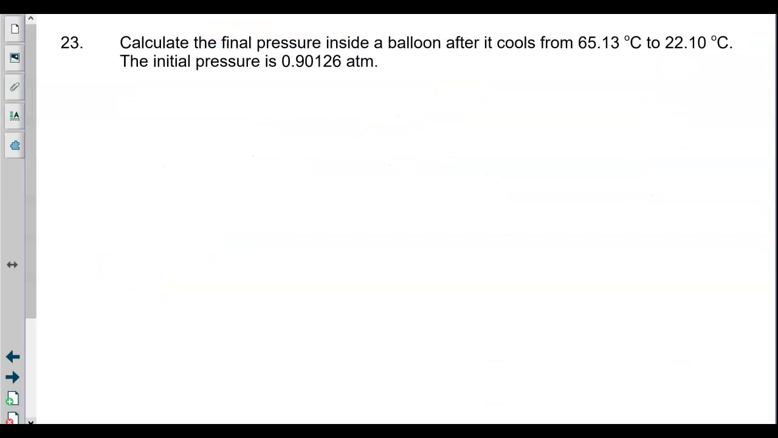Okay, looking at 23 from the notes, it might be numbered slightly different, but that's because this is an updated version of the notes. As I read this problem, I know I'm looking for the final pressure, and I see that the balloon goes from this temperature to this temperature. So by the way that's read, that 65.13 is T1 and 2210 is T2, and it tells me my initial pressure is this. So that is my P1 because it says it's the initial pressure. So therefore, I'm solving for P2.